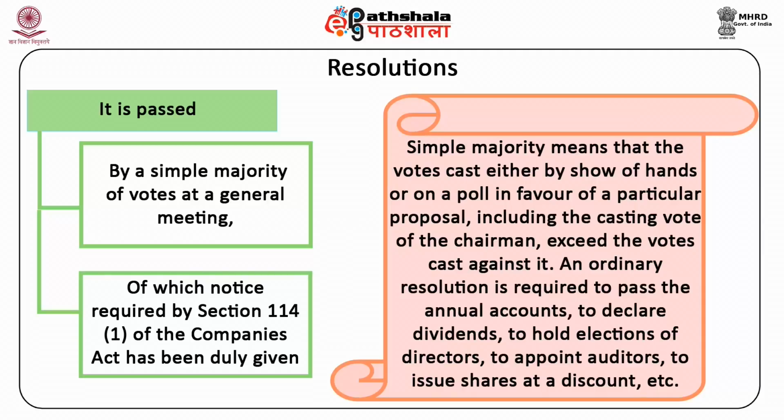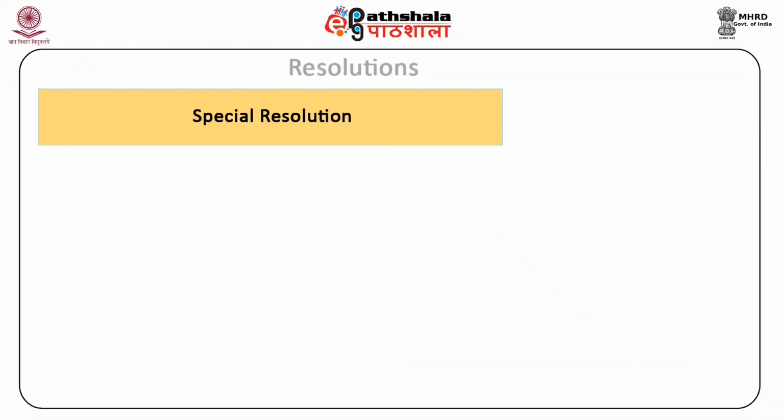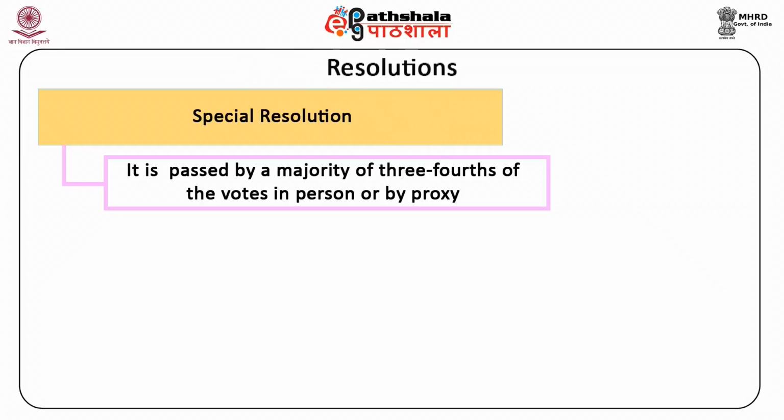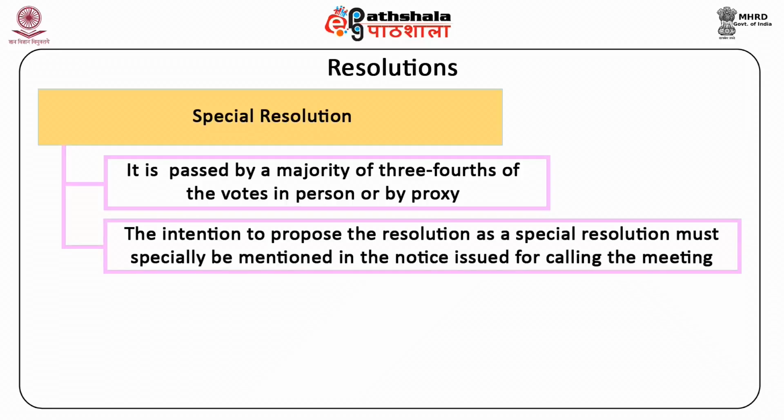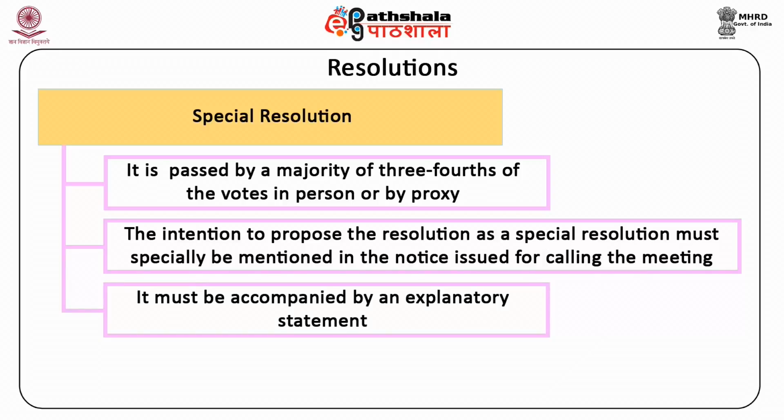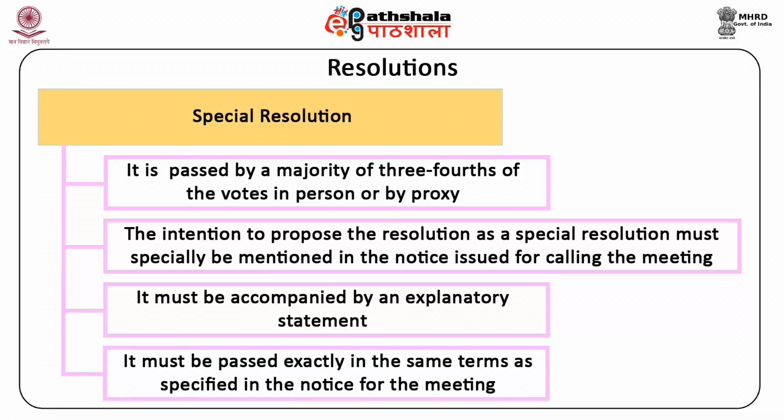An ordinary resolution is required to pass the annual accounts, to declare dividends, to hold elections of directors, to appoint auditors, to issue shares at a discount, etc. Special resolution. It is passed by a majority of 3/4 of the votes in person or by proxy. In other words, the votes cast in favor of the resolution must not be less than 3 times the number of votes cast against the resolution. The intention to propose the resolution as a special resolution must specially be mentioned in the notice issued for calling the meeting. It must be accompanied by an explanatory statement. It must be passed exactly in the same terms as specified in the notice for the meeting.